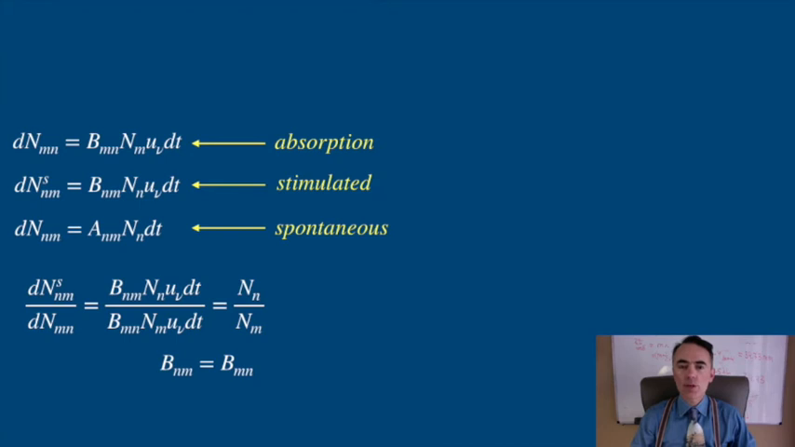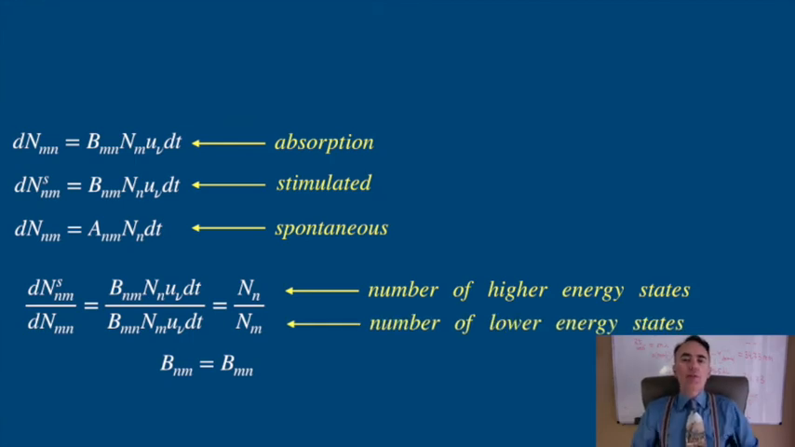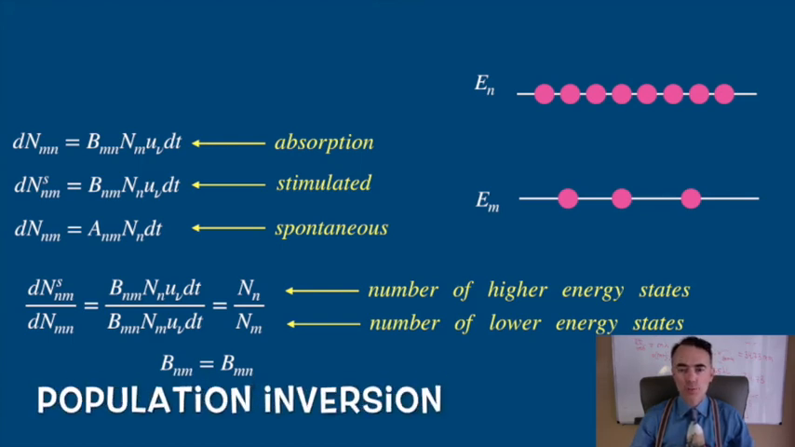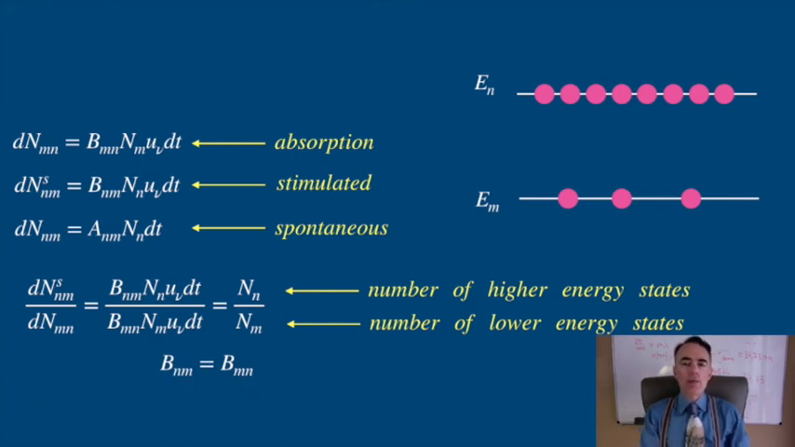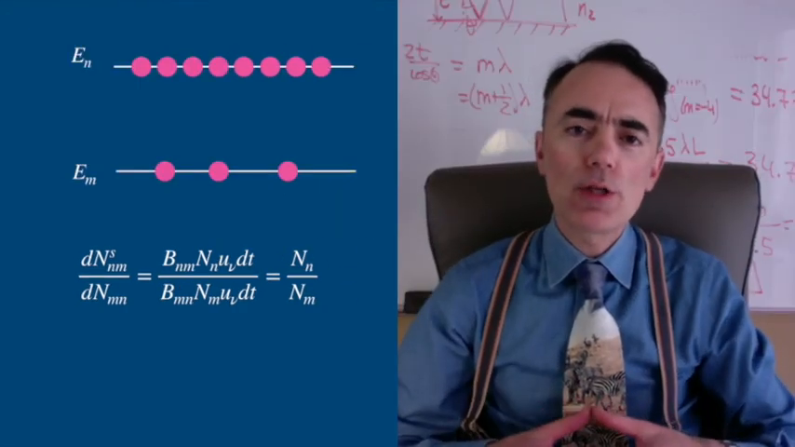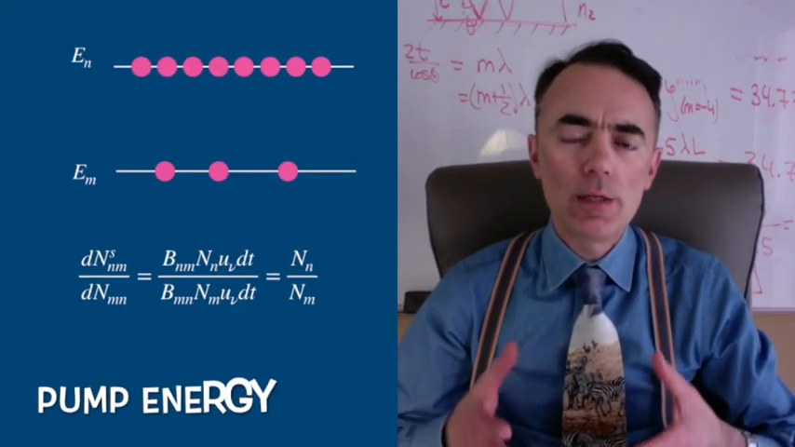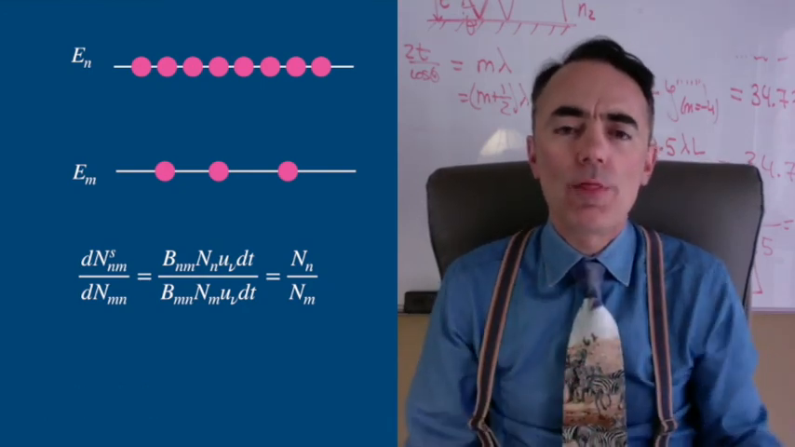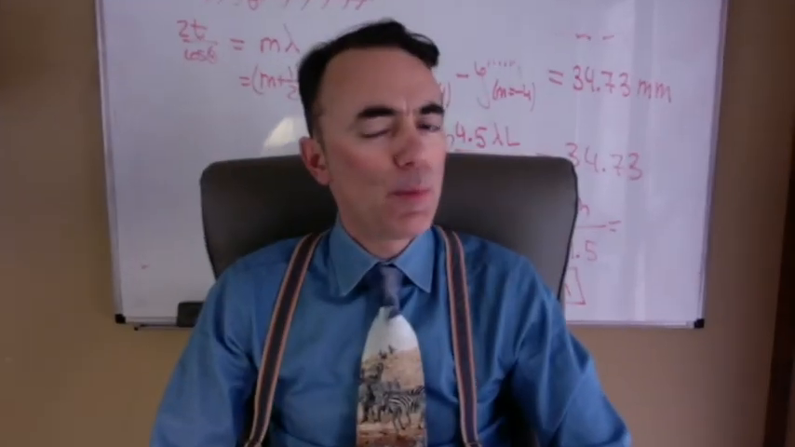is equal to the ratio of atoms in the higher energy state versus the number of atoms in the lower energy state. That is why we need more population in the high energy state than in the lower energy state. This is called population inversion, and it is the lasing threshold. To get this population inversion, we need pumping into the gain medium. We need to supply the system with energy. May science be with you.